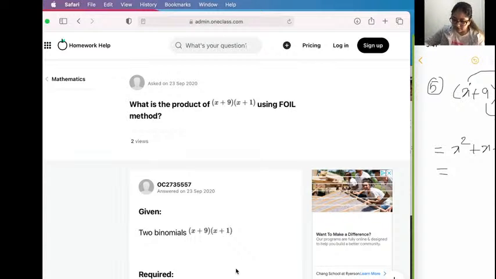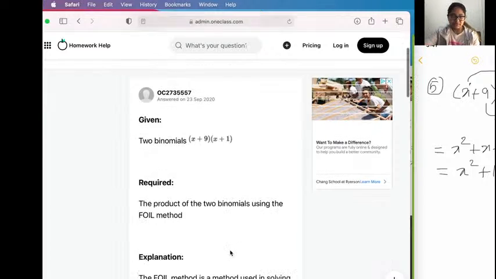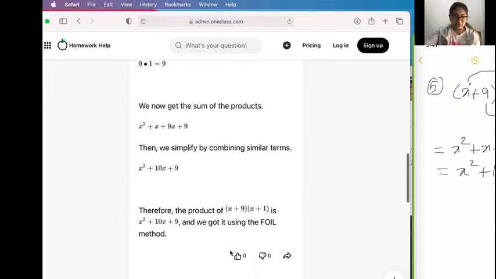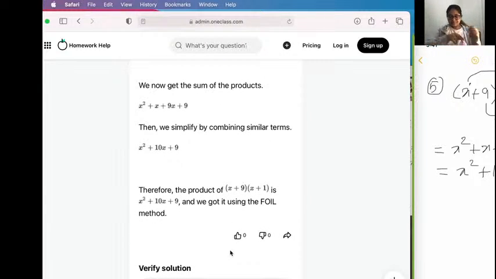Then we use our two middle terms and add them up. So what we get here is x squared plus 10x plus 9. This is our answer, and if you want to verify, you can just factor this again and we would get the two brackets. Yes, this is what we get. When we expand these two terms, the answer is a polynomial.